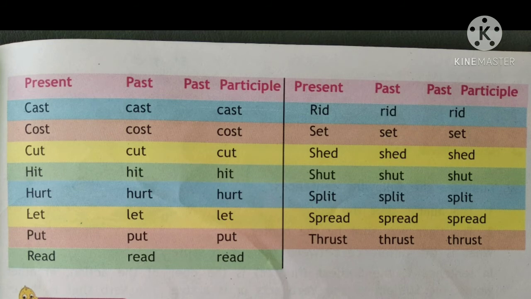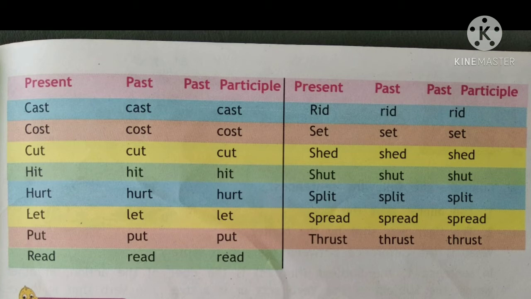Now there are a few more examples. Cast. Cast remains the same in the past also, V2, and in the past participle also, V3. So here there are many examples if you see. Cost, cut, hit, hurt, let, put, read, rid, set, shed, shut, split, spread, and thrust. So all these verbs, they do not change in the past and they do not change in the past participle.